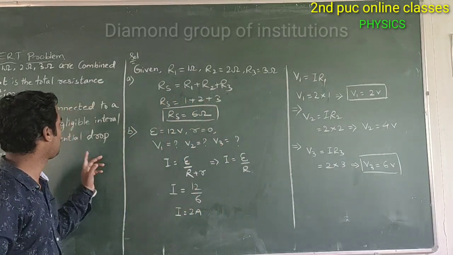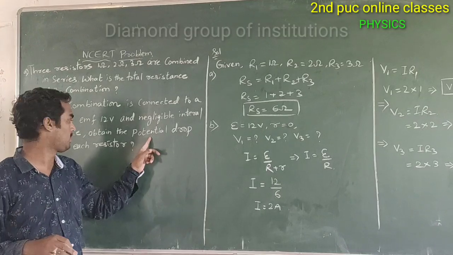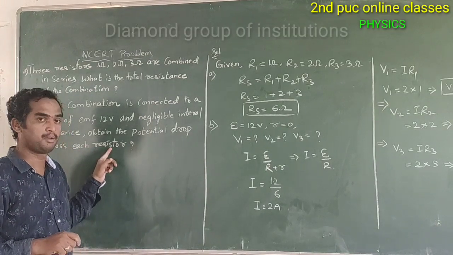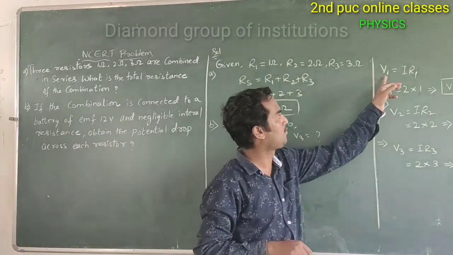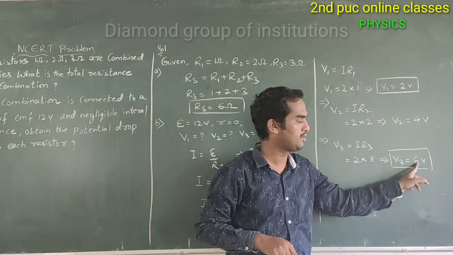So what is the question actually? Potential drop. That means what is the potential drop across each resistor? That means at a particular resistor, how much potential drop is happening, we calculate that. So what is the value? V1 equal to 2 volt, V2 equal to 4 volt, V3 equal to 6 volt.